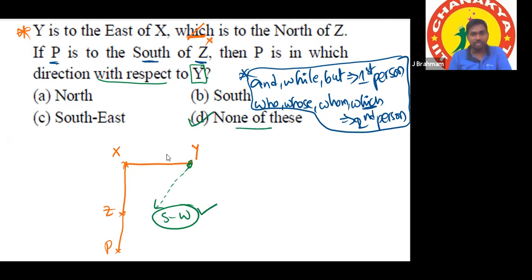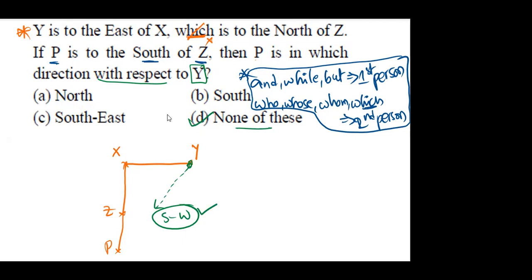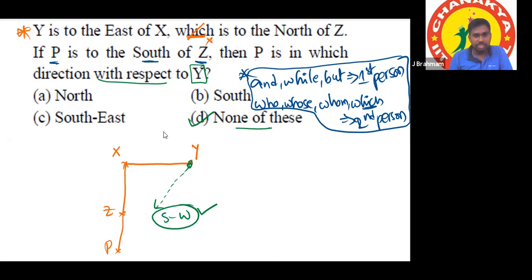So the answer is none of these. Sir, but sometimes we wonder whether none of these is correct or not, so we tend to select the other options. No. If our answer is not there in the options, then compulsorily we have to take this one only. What is the choice for this?